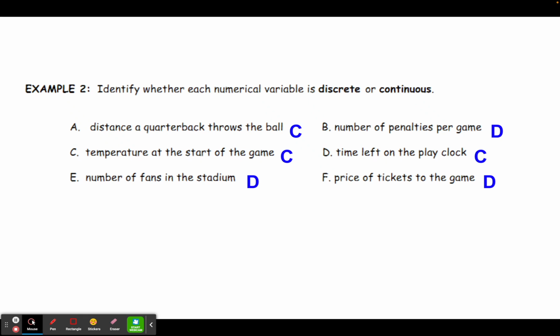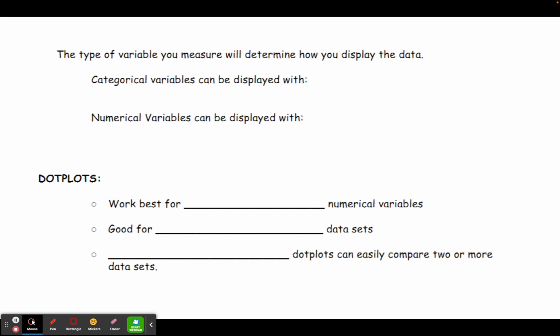Remember that measuring doesn't have to be with something like a ruler. It can be with a scale, a clock, stopwatch, a thermometer, any sort of measuring device. Now, the type of variable that you measure will determine how you display the data.